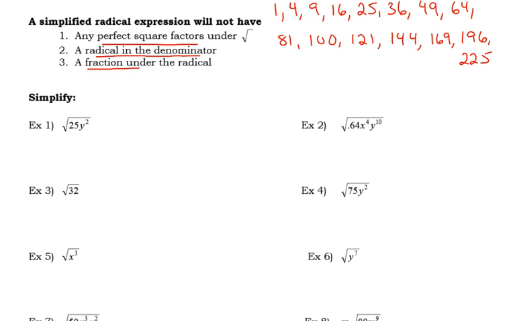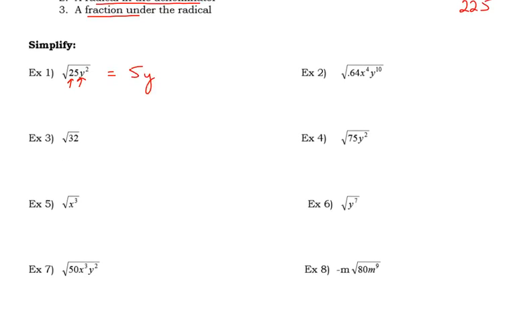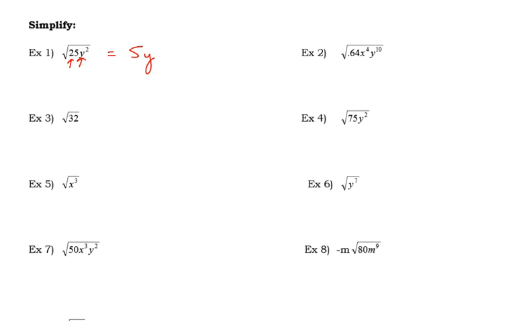Number 1, the square root of 25y squared. What you should notice is 25 is already a perfect square, and so is y squared, because y squared has an even exponent, which makes it perfect. So right off the bat, I can take the square root. The square root of 25 is 5, and the square root of y squared is y. And you're done. Now I'm going to skip example 2. I'm going to go down to example 3 and do at least the first few problems in the first column.